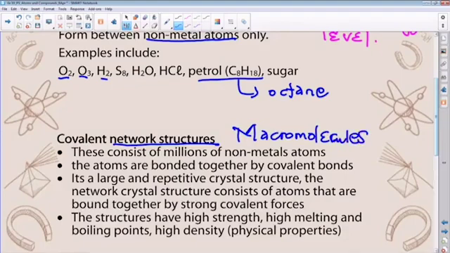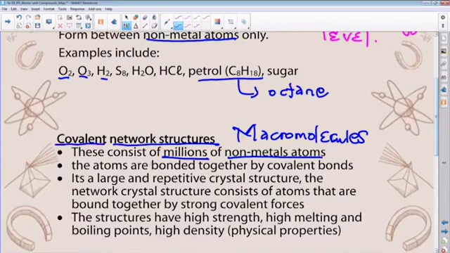Having said that, they consist of millions. Now, in terms of quantity, remember we said these are macro. Macro means large scale, big, huge, comparatively in size, if you want to think of it that way. So they consist of millions. Still, it's non-metals because it has to do with covalent, which has to do with the sharing of electrons at the highest energy level.